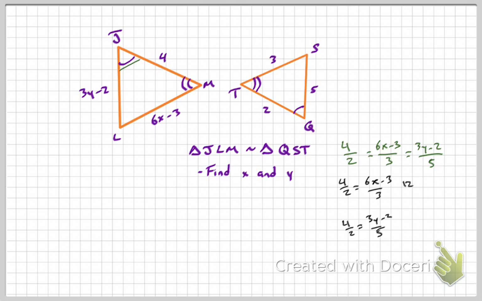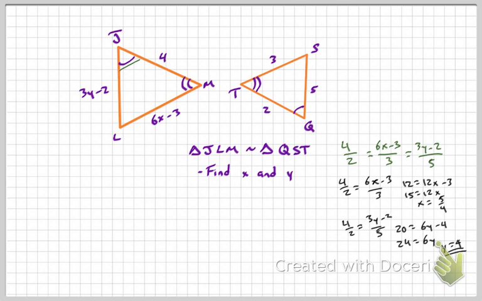So I'm going to get 12 equals 12x minus 3. Add the 3, 15 equals 12x. So x is going to equal 15 divided by 12. Reduce that by 3, 5/4. Cross multiply, 20 equals 6y minus 4. Add the 4 to both sides. 24 equals 6y. So y equals 4. Okay?